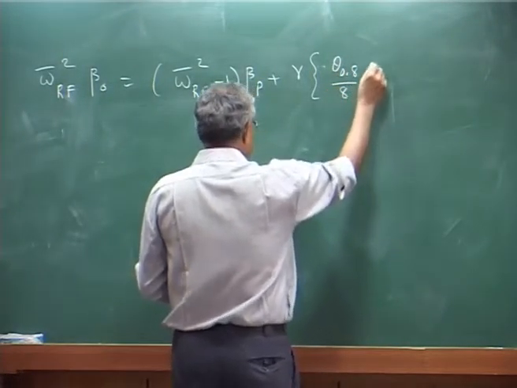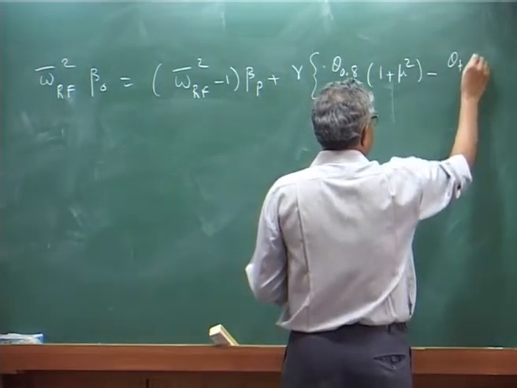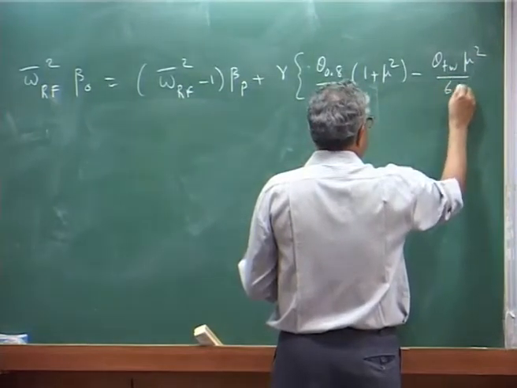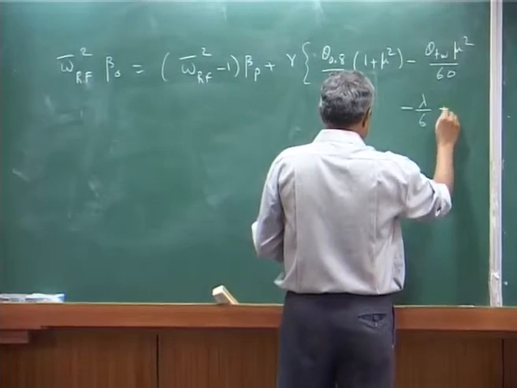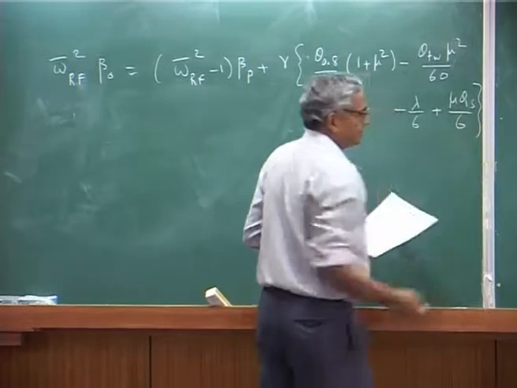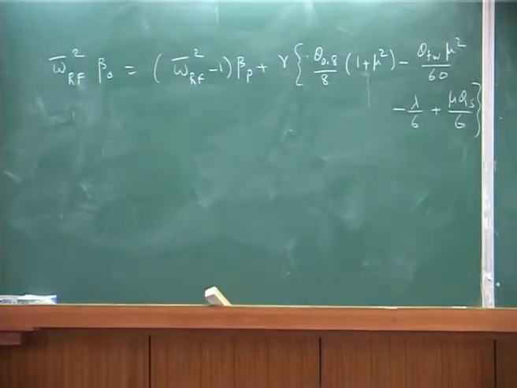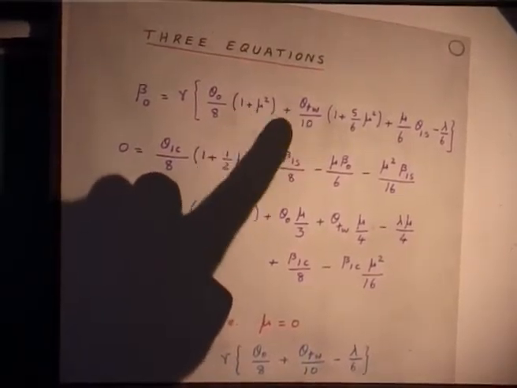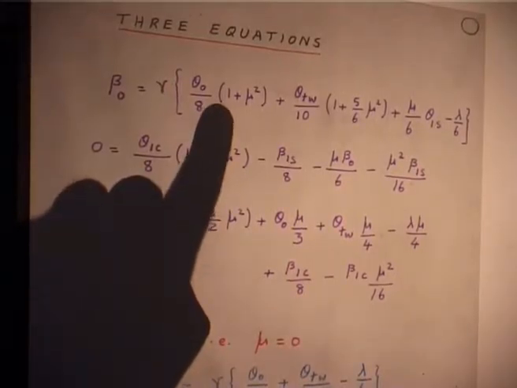I have done some simplifications here. Theta twist mu square over 60 minus lambda over 6 plus mu theta 1 s over 6. This term is identical to, I think, the earlier term. Only thing is I added some 0.8, because the gamma part is almost the same.